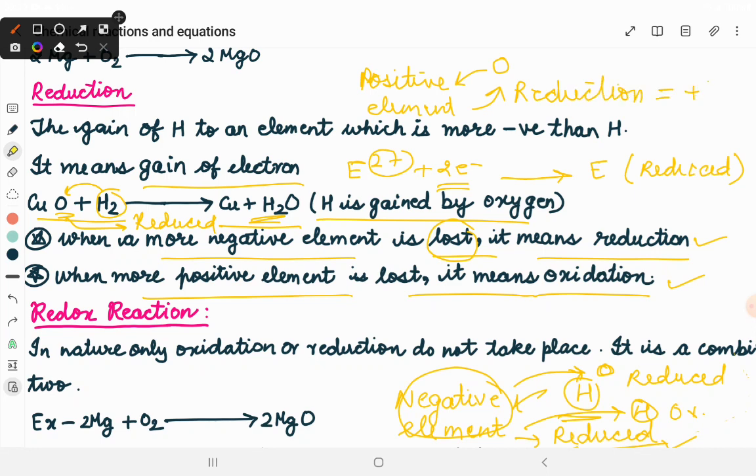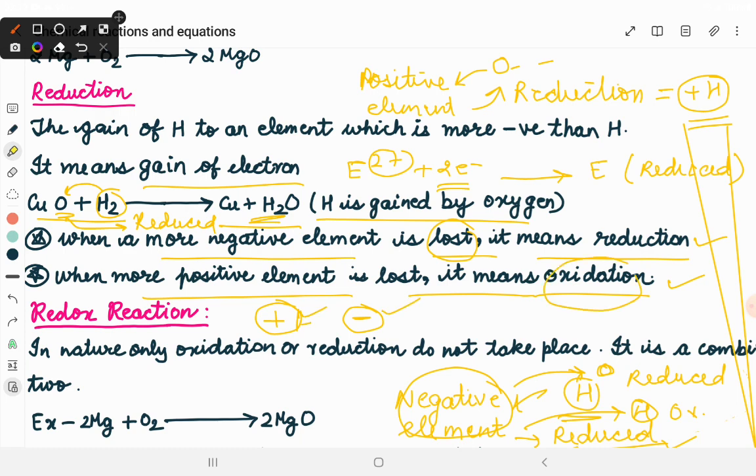It is equivalent to adding hydrogen. Adding something positive, or removing some negative element, means one and the same, that is reduction. Similarly, when you add some negative element or remove some positive element, it means again oxidation. So these are the two things which are the same.